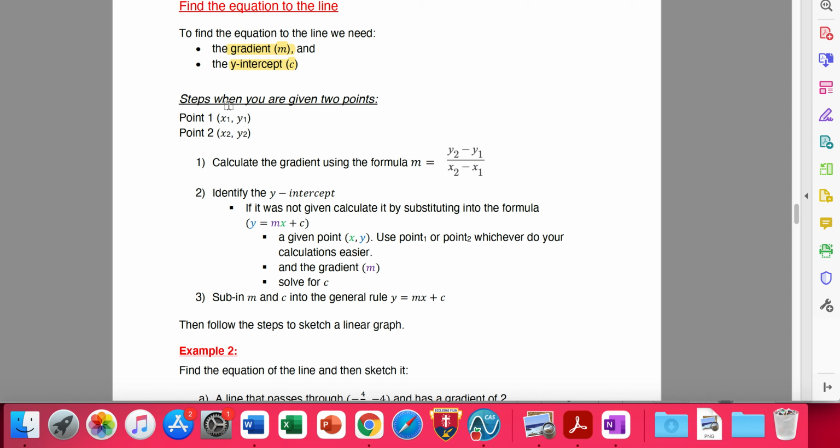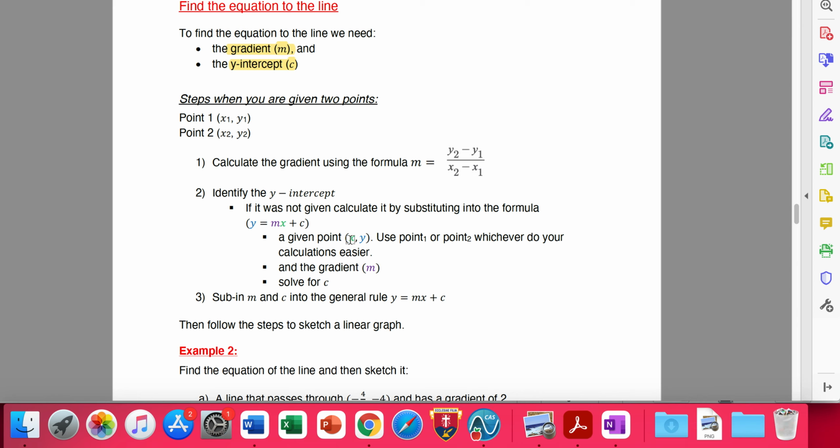Okay, so let's look out here. What steps do you follow when you're given 2 points? So I have point 1 and point 2. The coordinates of point 1 are x1 and y1, and the coordinates of point 2, x2 and y2. It says calculate the gradient using the formula. You have that formula up in your notes. Identify the y-intercept. If it was not given, you have to find it. To find it, use one of your points and sub it into the formula. And the gradient that you have used, sub it in as well, and then solve for C.